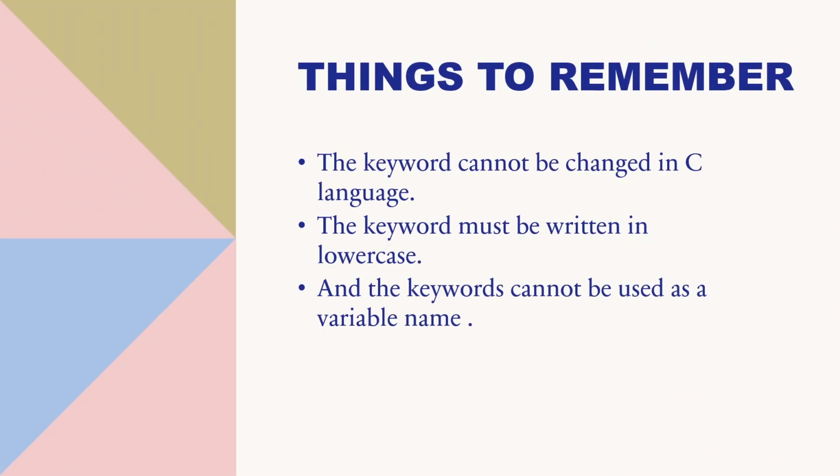So, things to remember about keywords. The keyword cannot be changed in C language, as I said. The keyword must be written in lowercase. The letters have to be in lowercase while writing the keywords, and the keywords cannot be used as a variable name. So what is a variable name? A variable name is one of the C tokens known as identifiers. We as the programmer get to choose the identifier name. So we cannot keep the identifier as a keyword because it leads to conflicts. There will be confusion for the compiler to identify whether it is a variable name or a keyword. So we shouldn't keep the variable name as keywords.